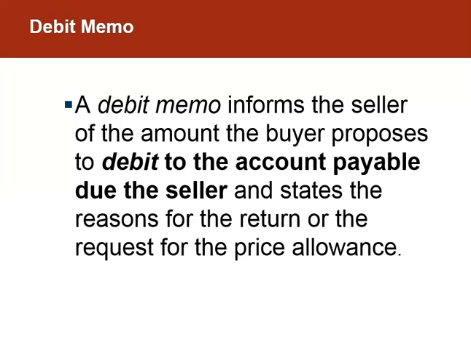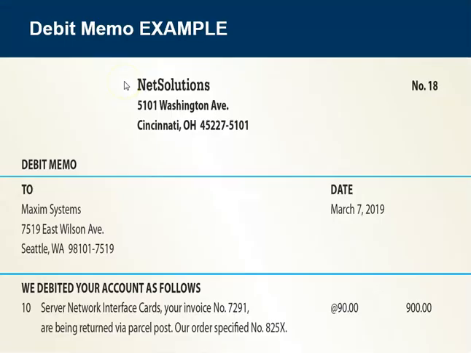$9,800, we're going to maybe pay you $9,300 in cash, and then we're going to issue a debit memo for the remaining part of that. Okay, and that's going to satisfy our obligation to you. You're going to get $9,300 and the incorrect merchandise back, and we're going to clear out the $9,800 that we owe you. So that's what a debit memo is.